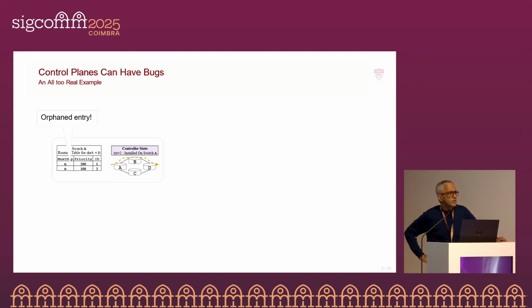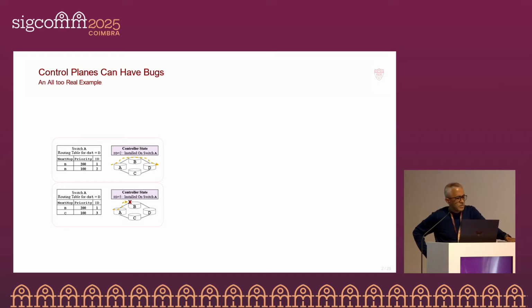Now, unfortunately, control planes can have bugs, right? And I'm going to walk you through a very simple example that may seem like a toy one, but it actually ends up being pretty real. So this example relies on an orphaned entry in switch A of this topology. An orphaned entry is something that exists in the switch, but the controller doesn't know about. Now, in this topology, traffic is going through B from A to D.